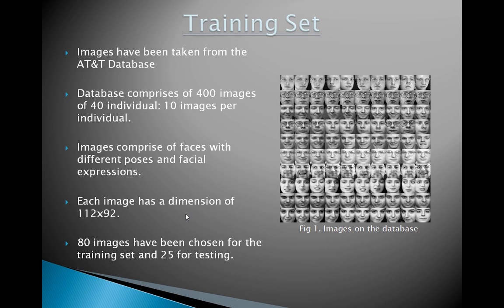Every image in the database is a grayscale image and has a dimension of 112 × 92. From these 400 images, the images belonging to the first 10 individuals have been chosen. Of the 10 images per individual, 8 have been chosen for training, while the remaining 2 have been chosen for testing. Also, 5 random images of individuals whose images are not in the training set have also been chosen for testing. In short, there are 80 training images and 25 test images.